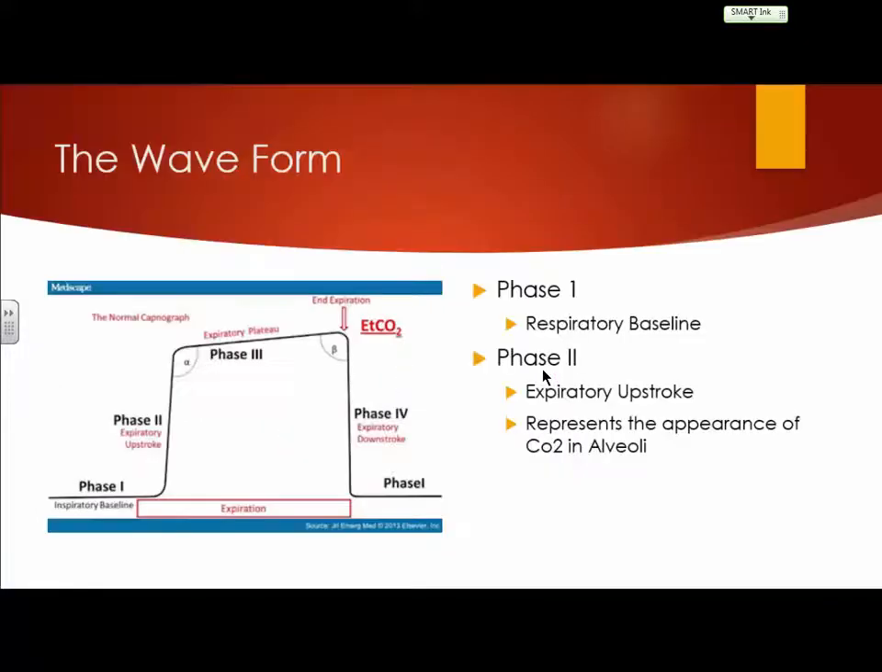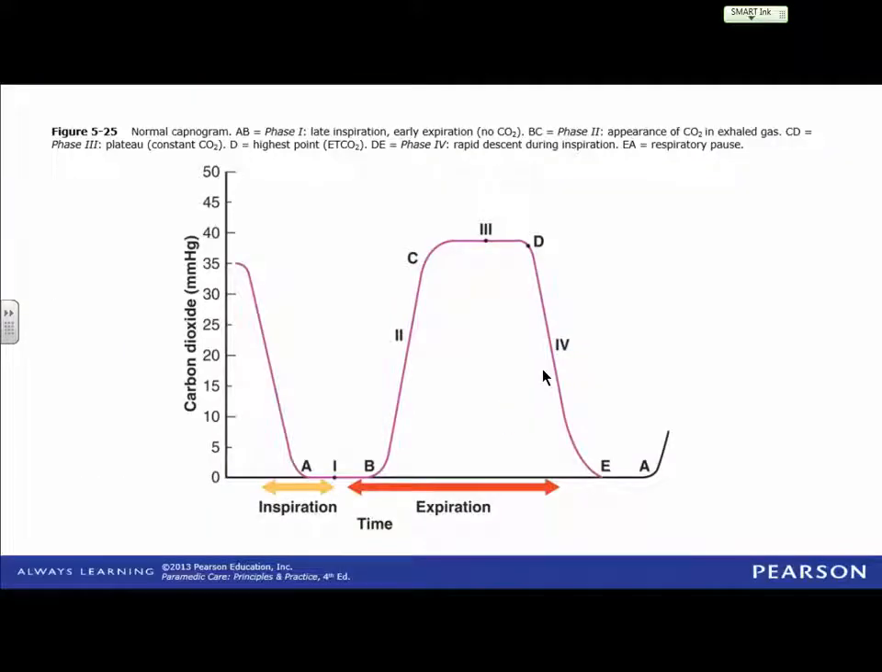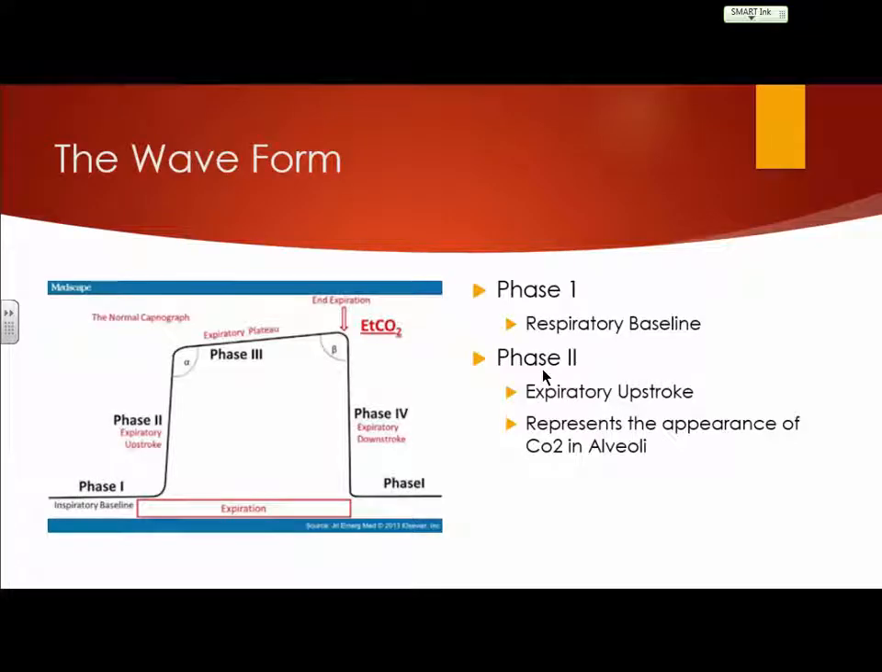Now, here are the phases. It's put in A, B, C, D, and E, but they're also 1, 2, 3, 4. So phase 1 is your inspiratory baseline. Phase 2 is your expiratory upstroke. Phase 3 is your expiratory plateau, where you're leveling off. Then phase 4 is your expiratory downstroke, or representation of your inspiration.